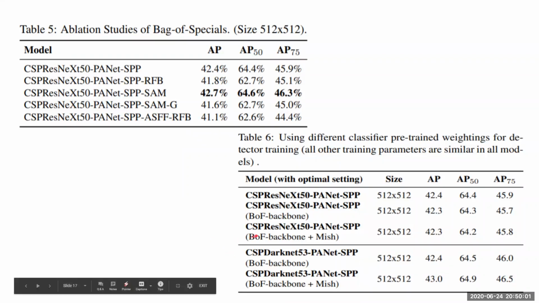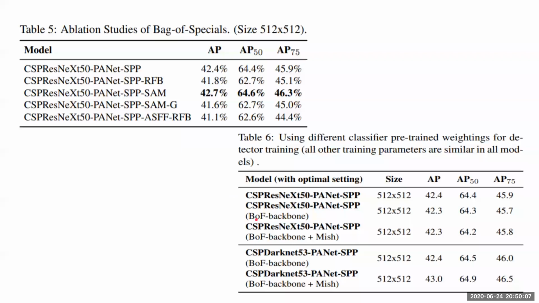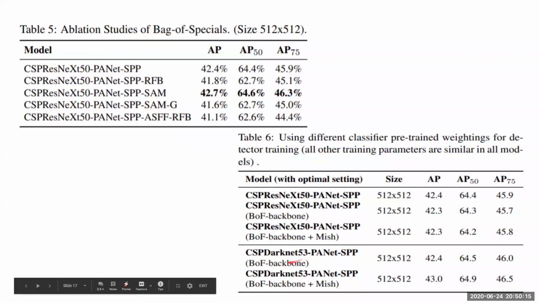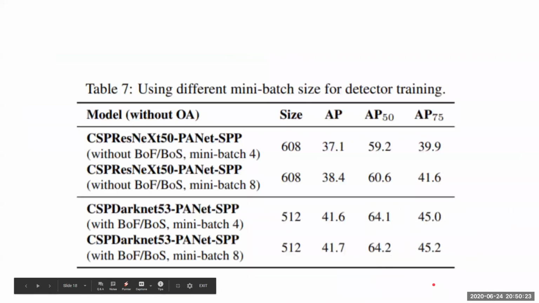And so this is just the ResNeXt 50 backbone with the bag of features alone. And this is the same with the addition of the Mish activation function. And this is the counterpart with respect to the Darknet 53 model. And the Darknet 53 model gave better accuracy with an AP score of 43.